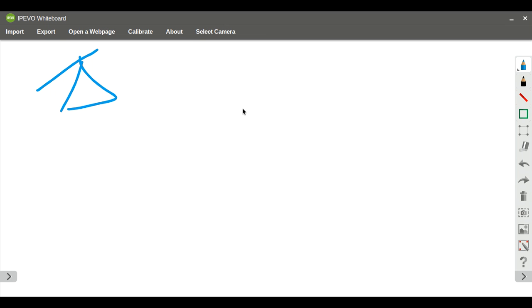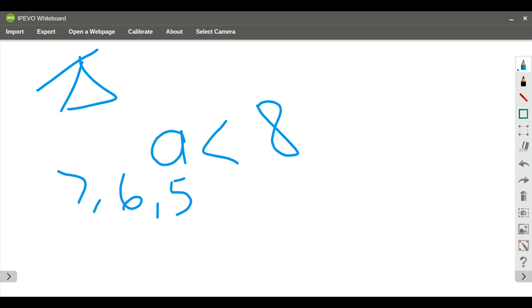So what I'm going to write as an inequality is a is less than 8. Now, my solution for a can be 7, 6, 5, 4, 3, 2, 1. Any one of these values I can substitute in for a and make this inequality true.